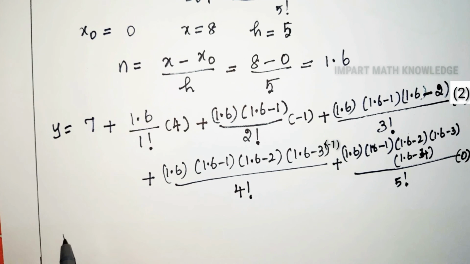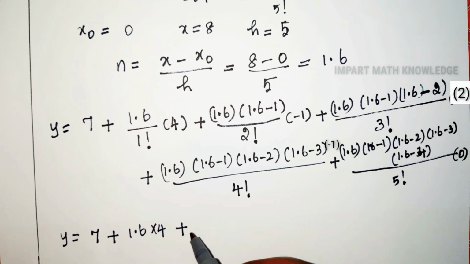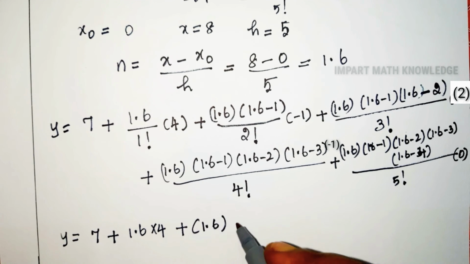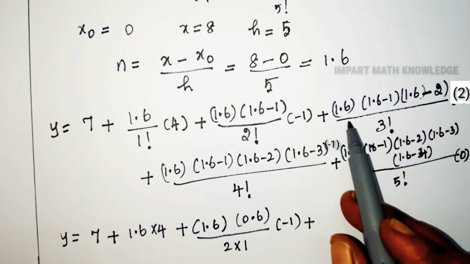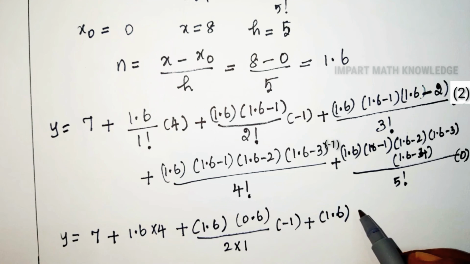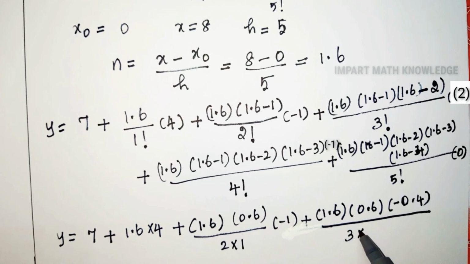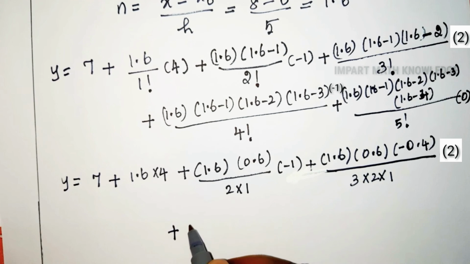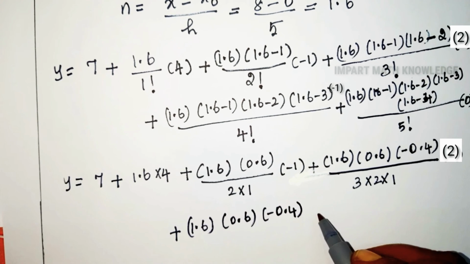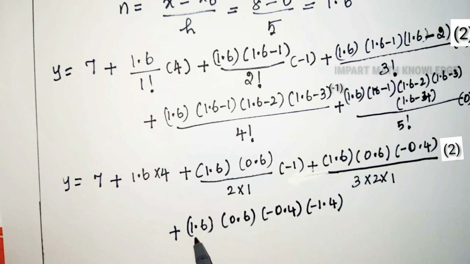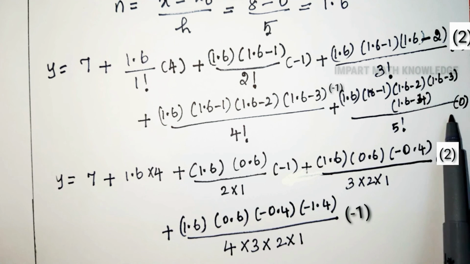Now this can be written as y is equal to 7 plus 1.6 into 4 plus 1.6, 1.6 minus 1 is 0.6, 2 factorial is 2 into 1, into minus 1 plus 1.6, 1.6 minus 1 is 0.6, 1.6 minus 2 is minus 0.4 divided by 3 factorial is 3 into 2 into 1 plus 1.6, 1.6 minus 1 is 0.6, 1.6 minus 2 is minus 0.4, 1.6 minus 3 is minus 1.4 divided by 4 factorial is 4 into 3 into 2 into 1. The last term is 0 because del power 5 y naught is 0.